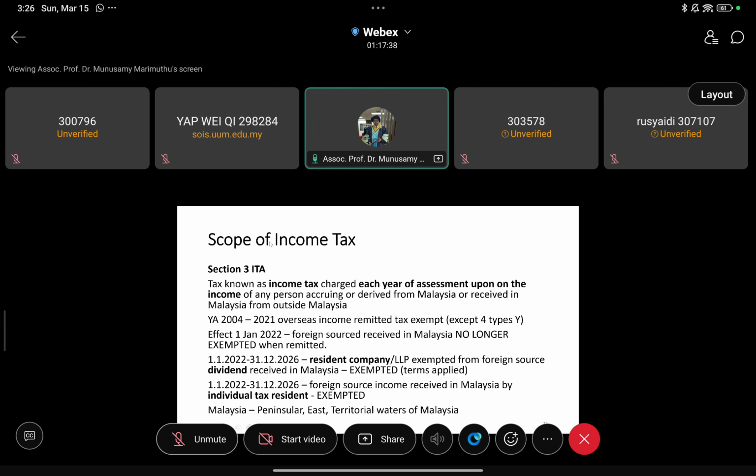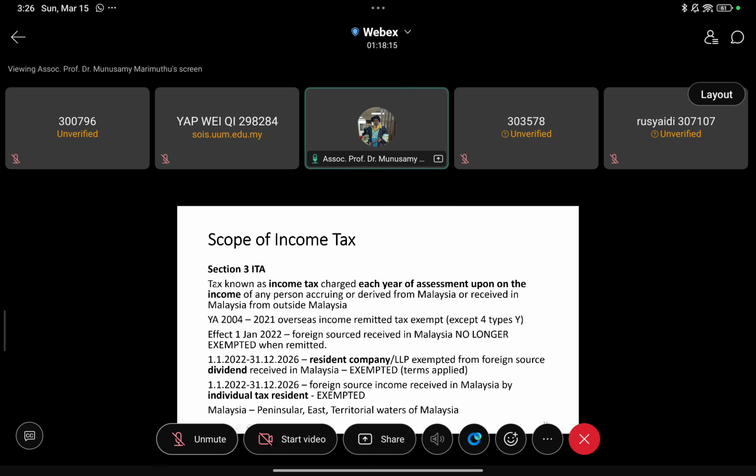Okay. So what are the scope? The geographical part: Malaysia and outside Malaysia. So when you receive income from Malaysia, or when you receive income earned and accrued overseas but remitted, then what are the consequences? Okay, so first thing, let me make it very simple for you. This is about income tax. A tax, the name of the tax is known as income tax.